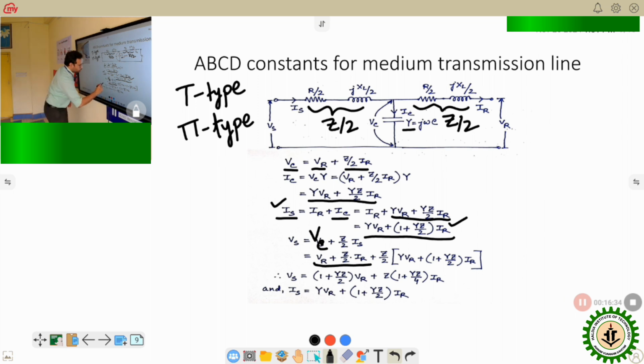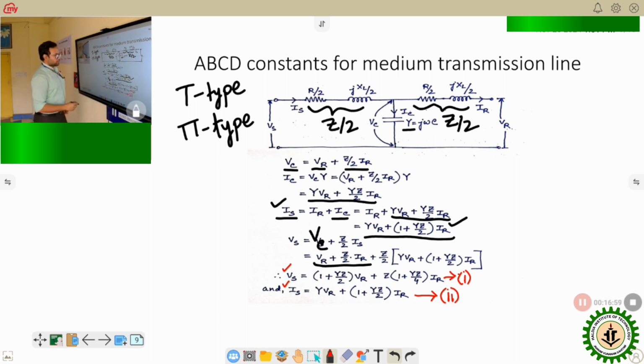So we have got the two sending end side equations, for VS and IS, where VS is represented by equation number 1 and IS is represented by equation number 2.